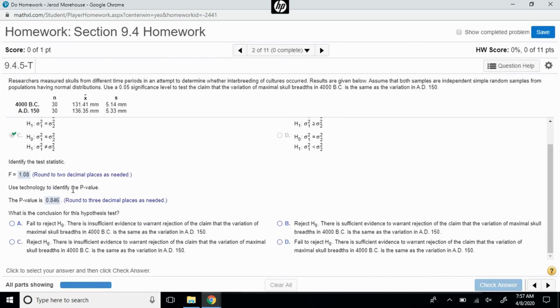Now for our conclusion, you'll notice that our p-value is quite large. It's much larger than the 5% significance level. So we're going to fail to reject. So only A and D are possible options here.